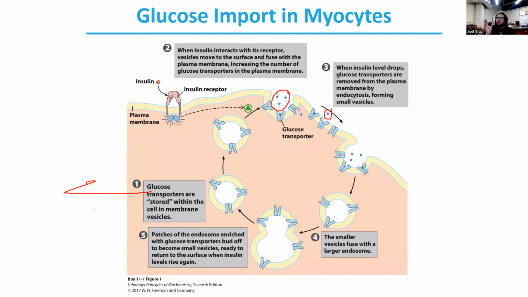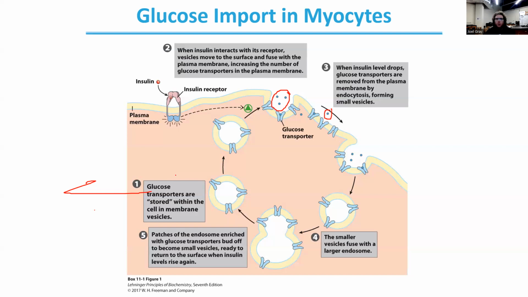These are proteins, as I described in lecture, that have an opening, and whenever they bind glucose, their opening, which was previously to the extracellular space, now flips. They undergo a conformational change to move something from one side of the membrane to the other side of the membrane. Now, what this is going to show is these glucose transporters are stored within the cell in membrane vesicles.